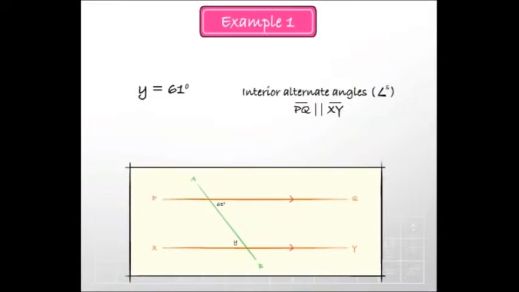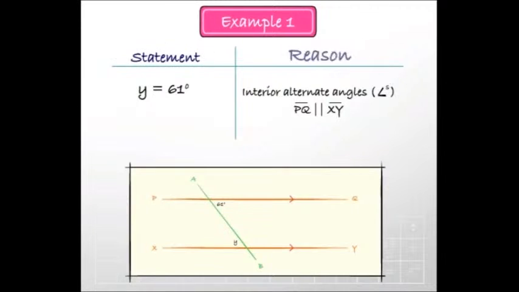Please note, when attempting geometry problems, the format of your solution must always be two columns. There must be a statement column and a reason column. This is because in geometry, all statements must be corroborated or justified. In fact, this is the case in any science.